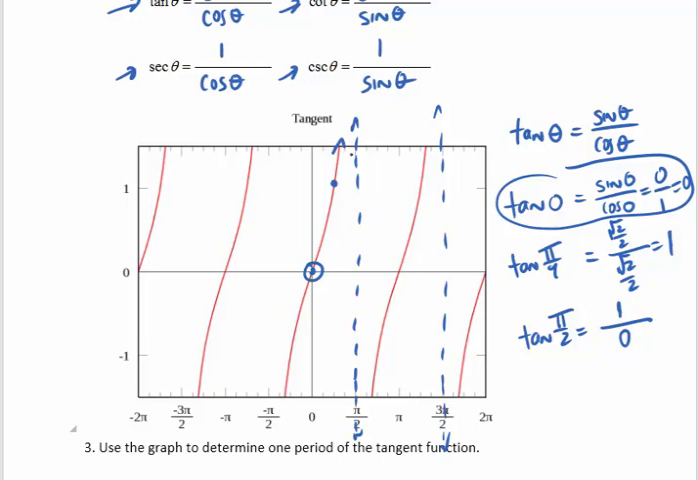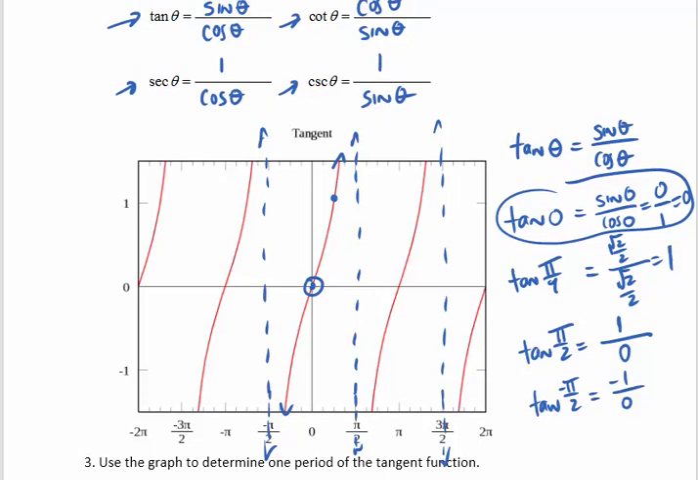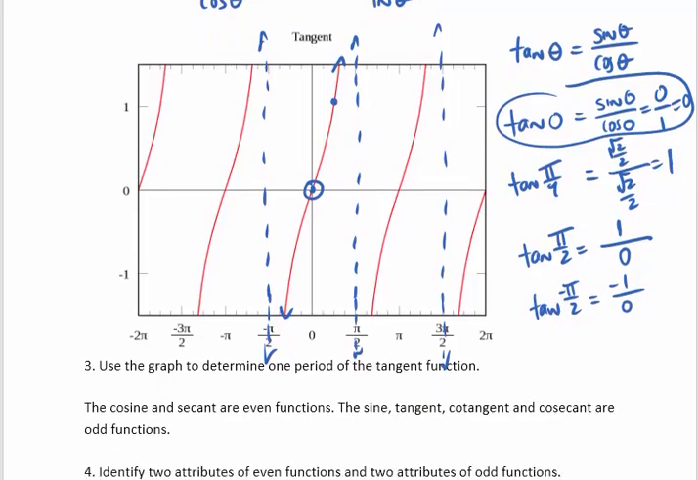Same thing happens as we approach negative pi over 2. As we approach tangent of negative pi over 2, we get negative 1 over 0. So again, we get another asymptote here. And again, as we approach negative pi over 2, my cosine values are getting really, really small, and negative 1 divided by a really, really small number actually goes off to negative infinity. So that gives you an idea about the graph of the tangent and why we have asymptotes in there and why these graphs take off to infinity and negative infinity.